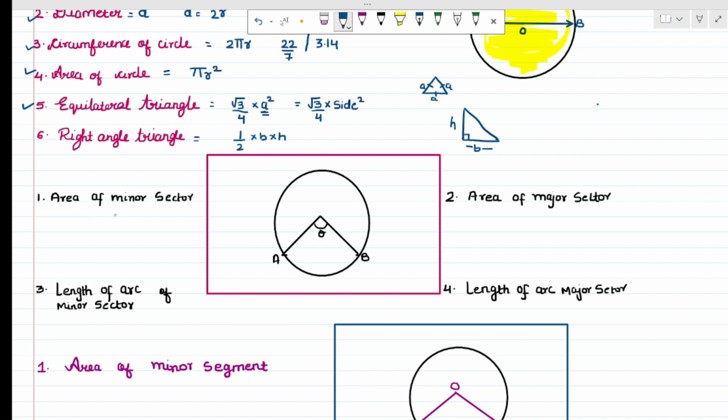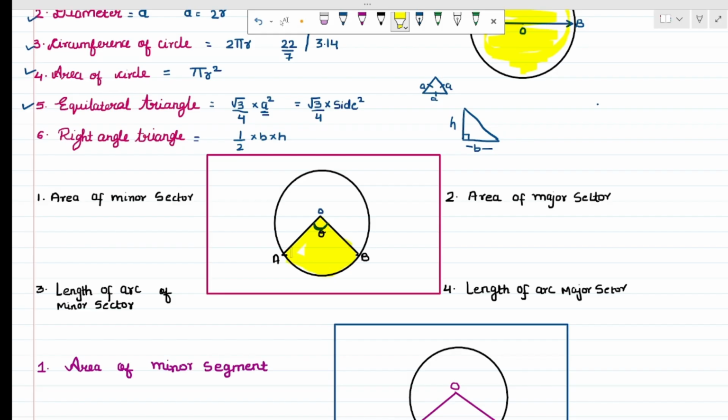Now what does a sector mean? Take center O of a circle. OA and OB are the radii of the circle. It forms an angle, which I am denoting as theta. The area formed by the center of the circle and the radius, this yellow shaded area, is my area of sector.